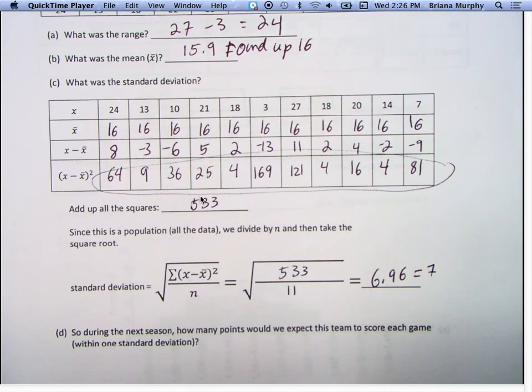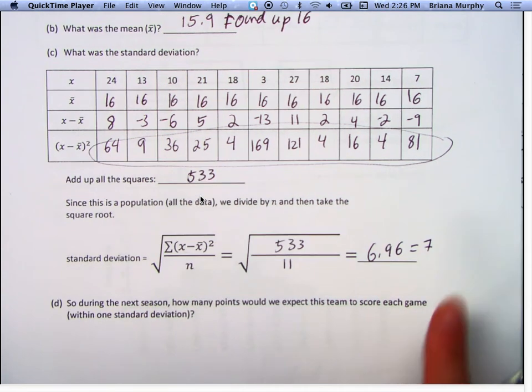Why are we going to round to 7? Because you can't have 0.96 points. You can't have part of a point. It's either a whole point or none. Football might give you 3, 7, 6, 1, but they do not give you 0.96 of a point. So we're going to round to 7.